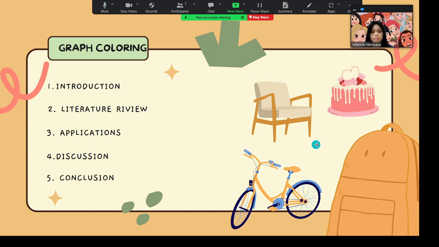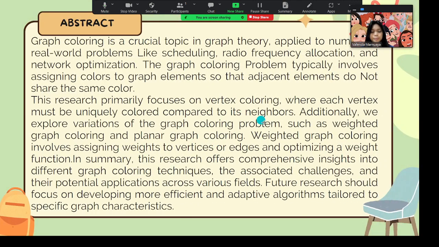In this presentation, I will discuss introduction, literature review, application, discussion, and conclusion. Before we enter the general discussion, I will explain the abstract.